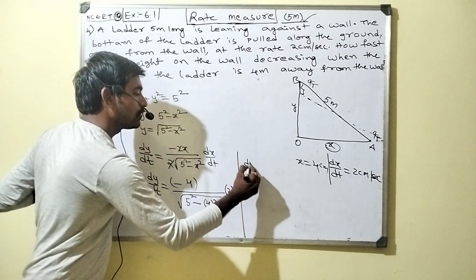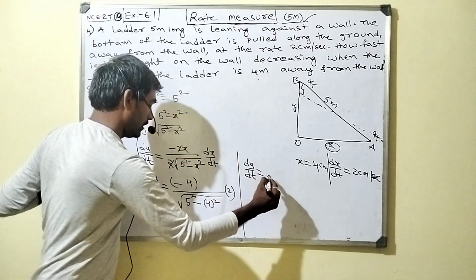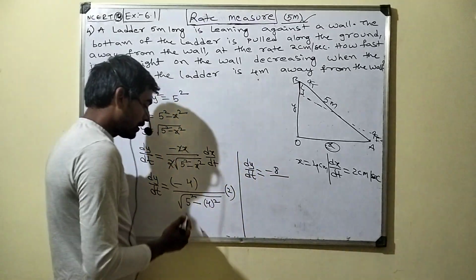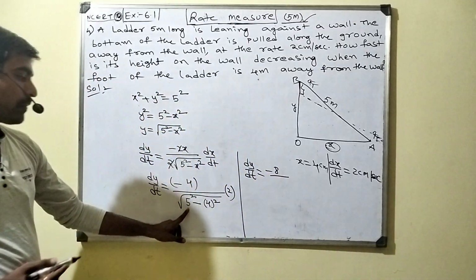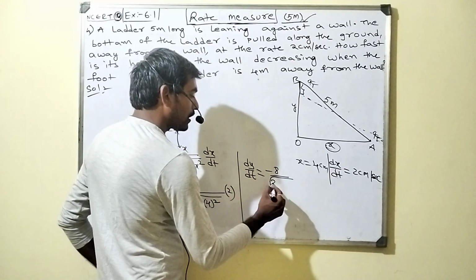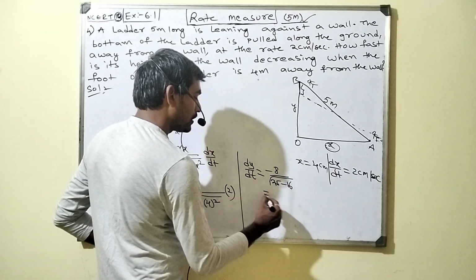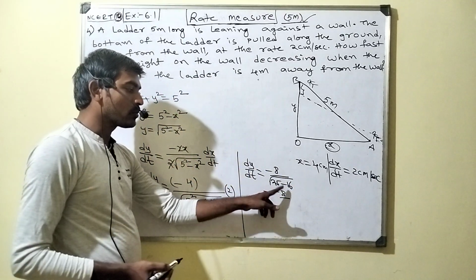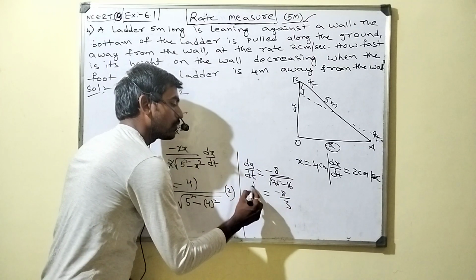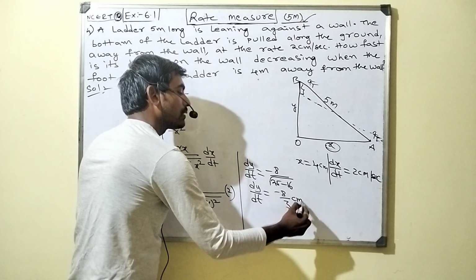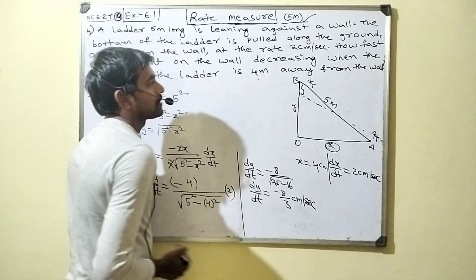Let me conclude now. dy by dt is minus 4 into 2, which is minus 8, divided by root of 5 square, which is 25, minus 4 square, which is 16. Better write some steps. Minus 8 by root of 25 minus 16, which is root 9. Root 9 can be written as 3. So dy by dt is minus 8 by 3 centimeter per second.